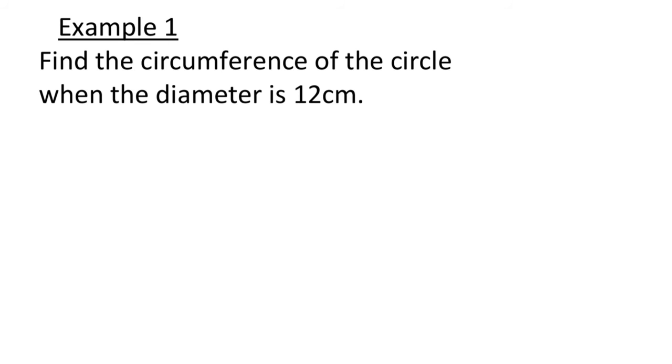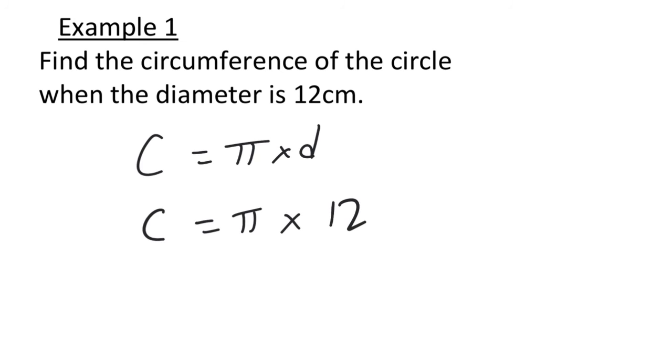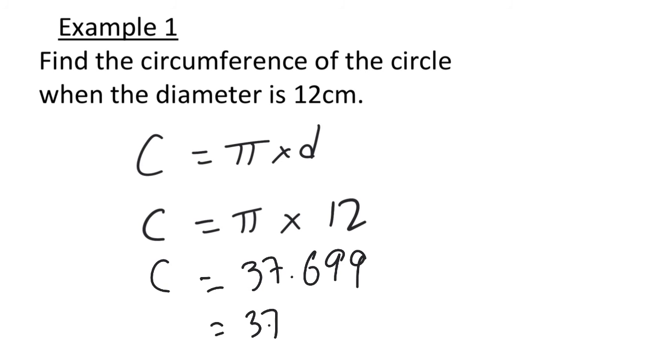So example 1, find the circumference of the circle when the diameter is 12. The formula is C equals pi times D. So the circumference is going to be pi times 12. I'm going to use my calculator for this and use the pi button. So we get the circumference to be 37.699, so that would be 37.7 centimeters to 1 decimal place.